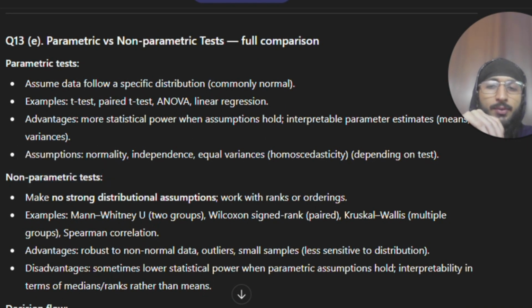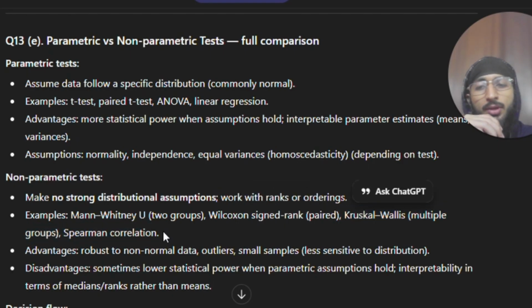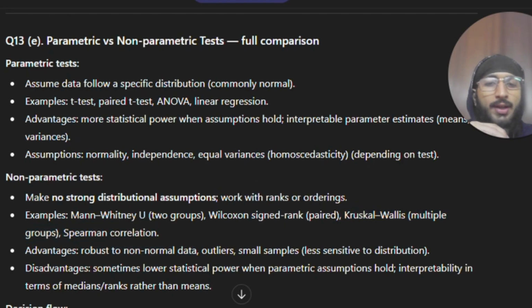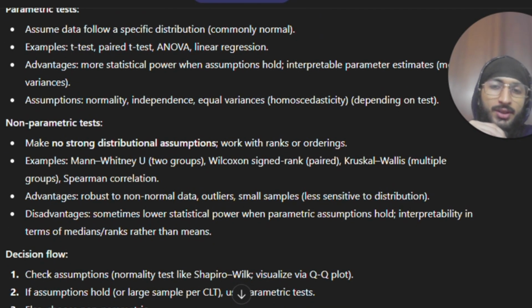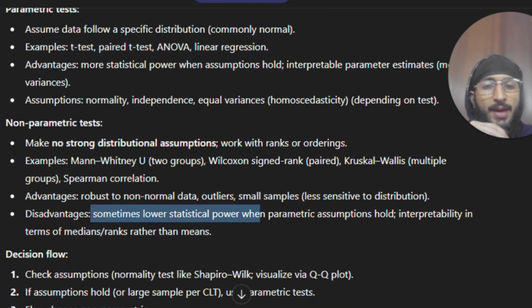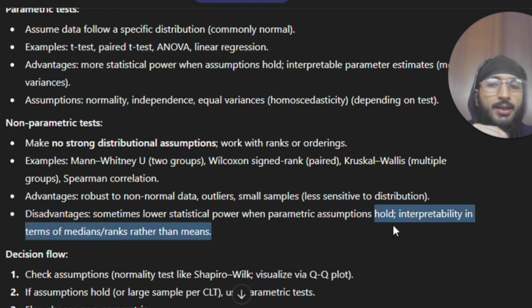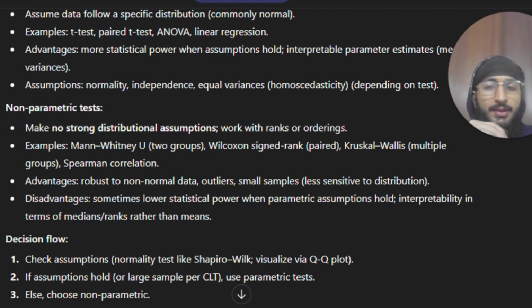For non-parametric tests, they make no strong distribution assumptions and work with ranks or orderings. For example, Mann-Whitney U for two groups, Wilcoxon signed-rank for paired, Kruskal-Wallis for multiple groups, and Spearman correlation. It is robust to non-normal data, outliers, and small samples, less sensitive to distribution. Disadvantages: sometimes shows lower statistical power when parametric assumptions hold. Interpretability is in terms of medians or ranks rather than means.